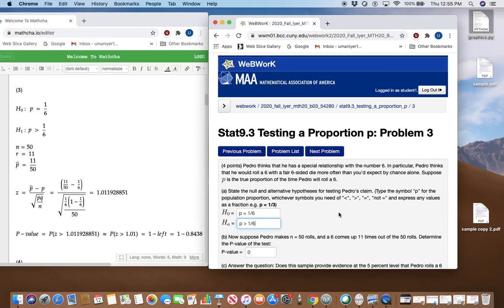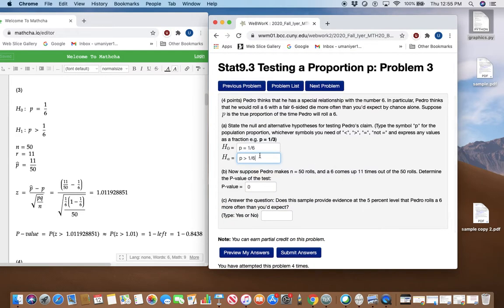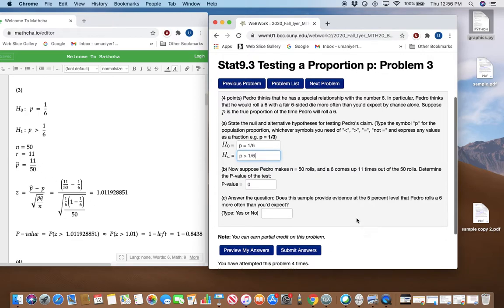All right. Now, suppose that Pedro makes 50 rolls. So sample size is 50 and a 6 comes up 11 times. So P hat, that's the sample proportion, is 11 out of 50. Okay. Determine the P value of the test.